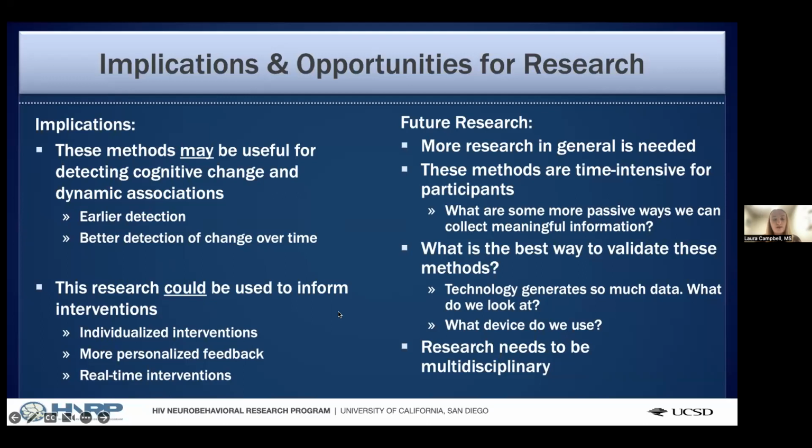And then my last point that I'll highlight is that this research really needs to be multidisciplinary. With this, I think neuropsychology can bring a lot to the technology field, but focusing on what we bring in terms of neuropsychology, and how can we partner with engineers and speech language pathologists and data scientists to really bring our expertise in.